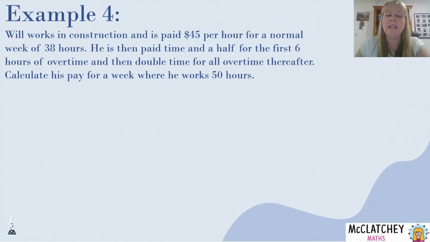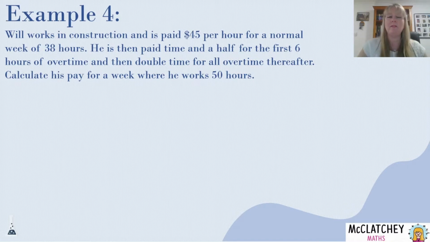Firstly, I've got Will. He works in construction and his normal hourly rate is $45 per hour. And his normal week consists of a 38-hour week. On top of that, he gets paid time and a half for the first 6 hours of overtime that he does, and then double time for all the overtime after that. You'll sometimes see this word thereafter, meaning everything after that. We need to calculate his pay for that particular week where he works 50 hours.